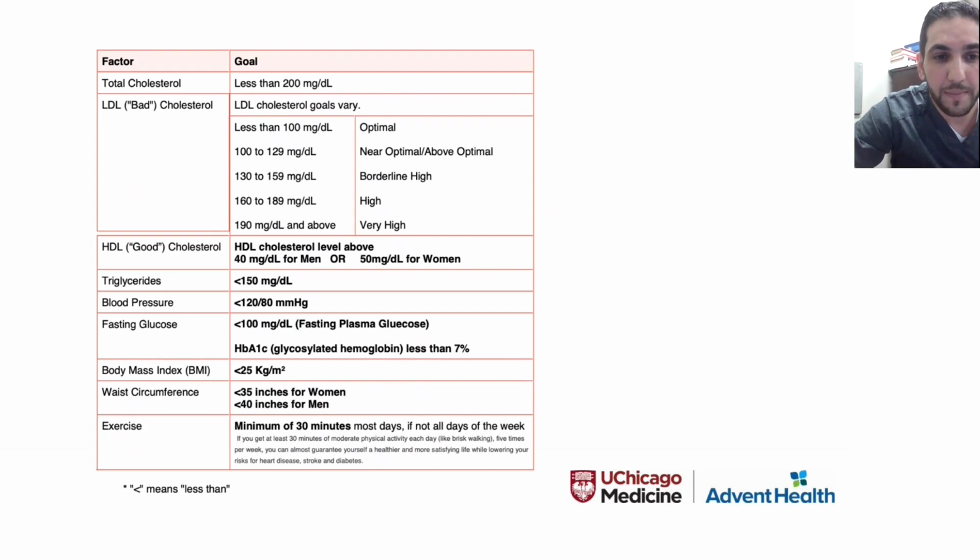Your BMI, or body mass index, should be less than 25 kilograms per meter squared, and we'll talk about how we can calculate that and what its importance is. I just mentioned briefly here that there is another important number you should be aware of: the waist circumference, because it will tell you whether you are overweight or obese based on those numbers.